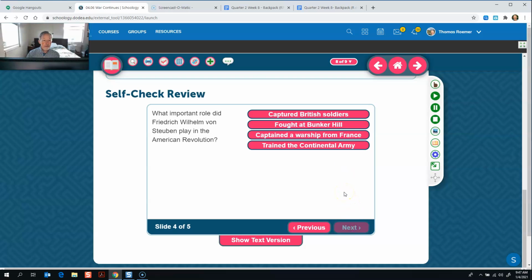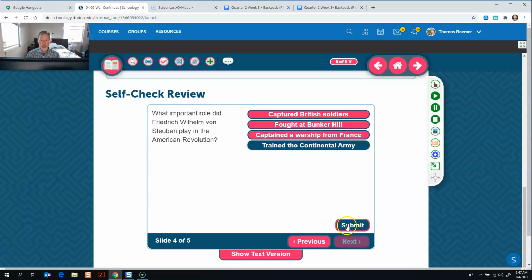What important role did Frederick Wilhelm von Steuben play in the American Revolution? Did he capture British troops? Did he fight at Bunker Hill? Did he captain a warship from France? Or did he train the Continental Army? Okay, so this guy was very knowledgeable about battles and training. So he trained the Continental Army.